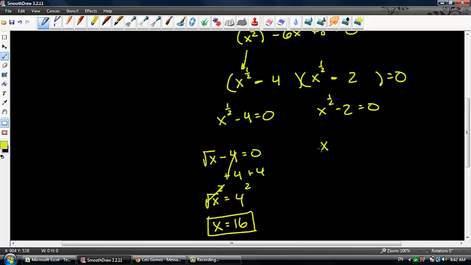Here I'll do it a little bit differently. X to the 1/2 equals 2. Now squaring both sides is the way to go. I'm just going to keep it in exponential form. So 2 times 1/2 is 1. So that's x equals 4. And again, I don't need plus or minus because I'm squaring both sides, not square rooting both sides.